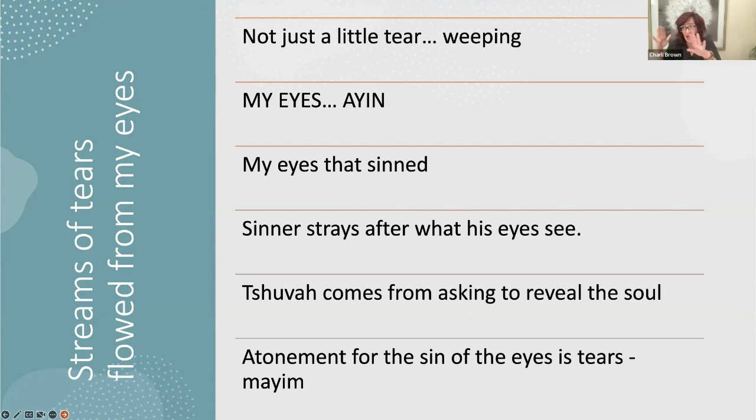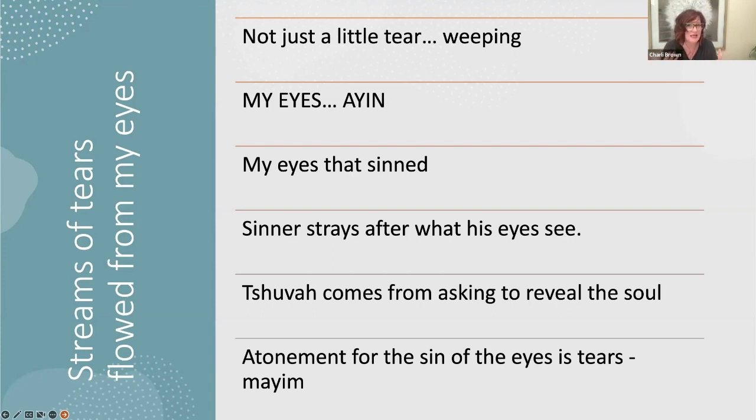Sinners stray after what their eyes see. His eyes go, the ayin, right? His eyes go, then his mouth starts going that way, and then he heads in that direction. Why are we talking about teshuva right now? Why, after all of this, when he's seeking his word, is he saying, you've shown your face on me, you've purified me, and it's revealed to me my soul? Not just, oh yeah, I lied today. No, my soul, and I've realized that my eyes have sinned. And I'm asking you, from revealing my soul, atonement should burst forth. Atonement should be seen, and teshuva should happen for the sin of the eyes.